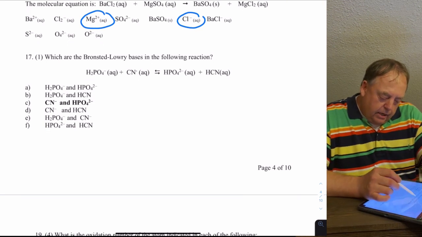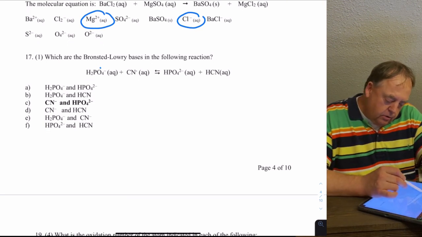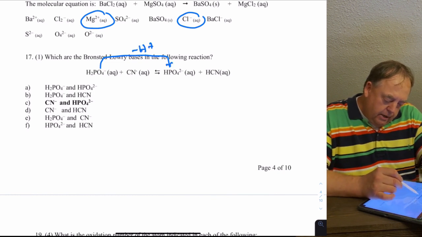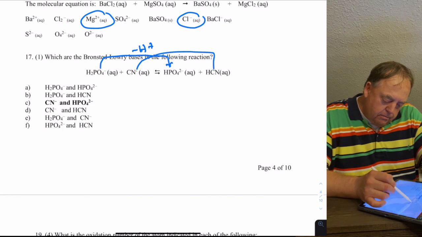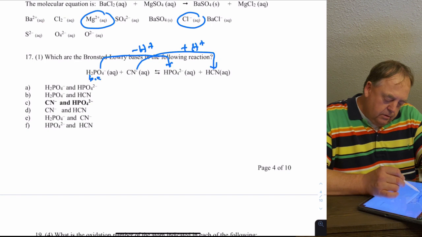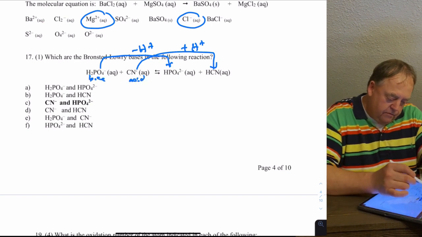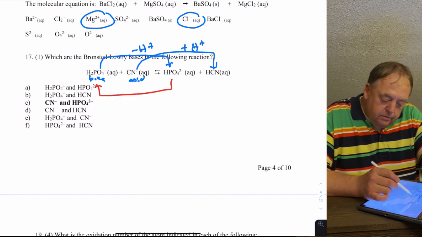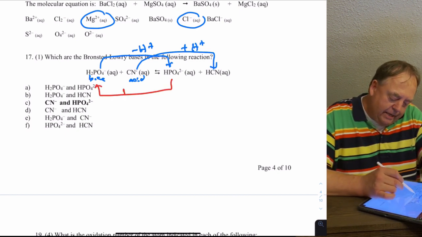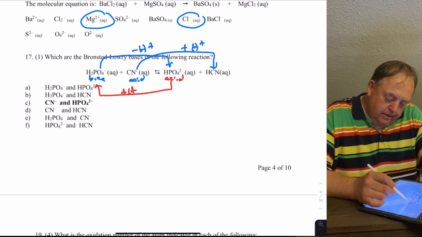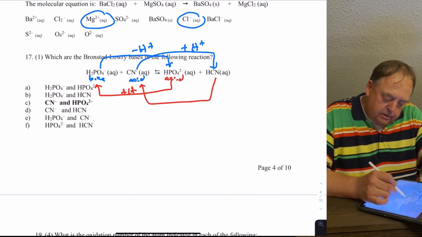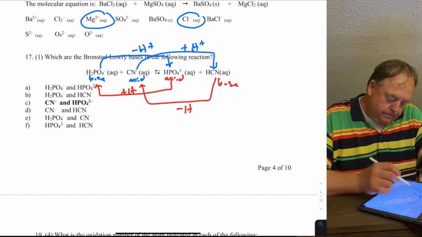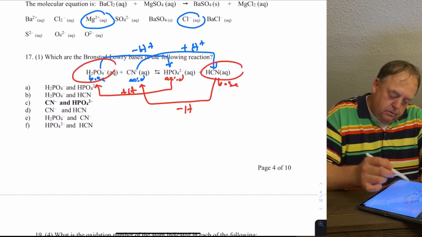Okay, so what are the Bronsted-Lowry bases in this reaction? So again, this lost a hydrogen going forward, and CN minus gained a hydrogen. So this would be a base, and this would be an acid. And then if you consider the reverse reaction, H2PO4 becomes HPO4 becomes H2PO4, so that gained a hydrogen, so that's an acid. And HCN becomes CN minus, so that lost a hydrogen, so this is a base. So there you go, there's your two bases.